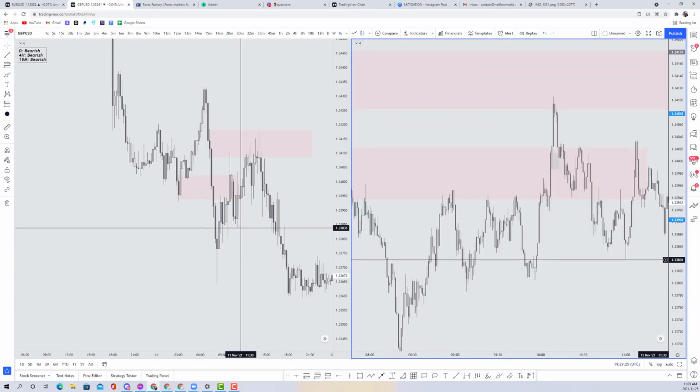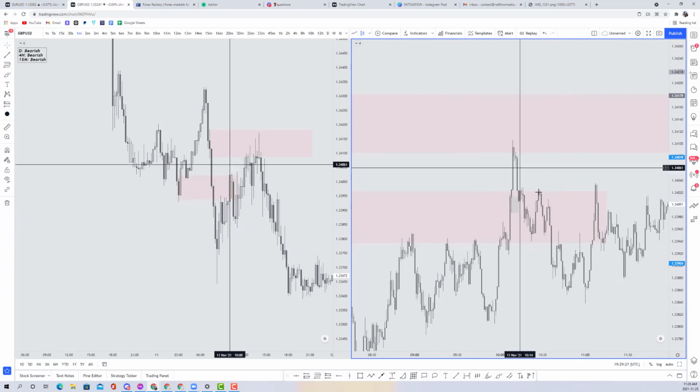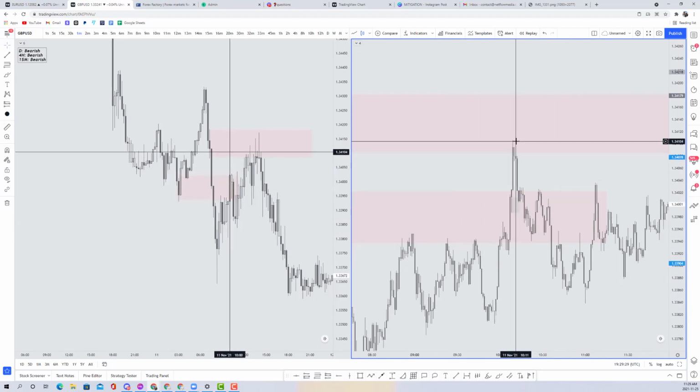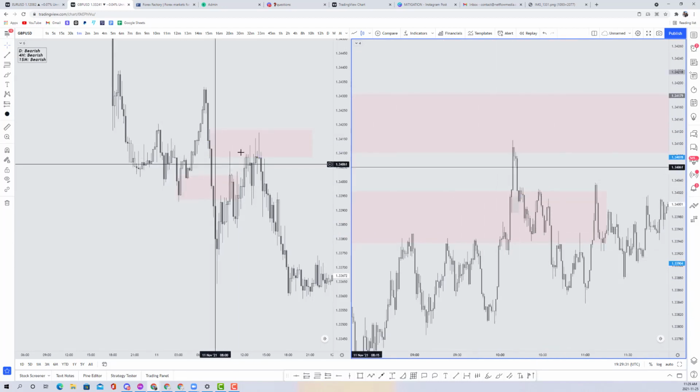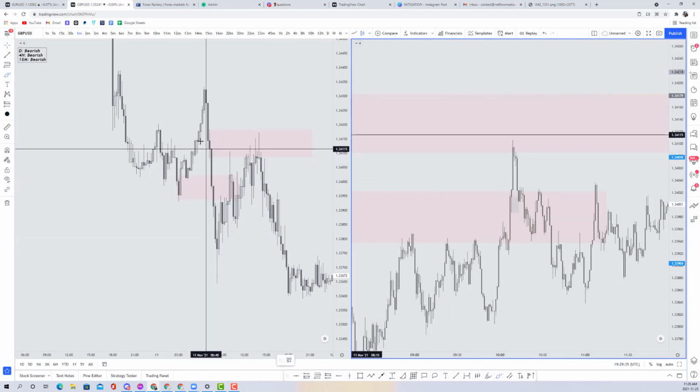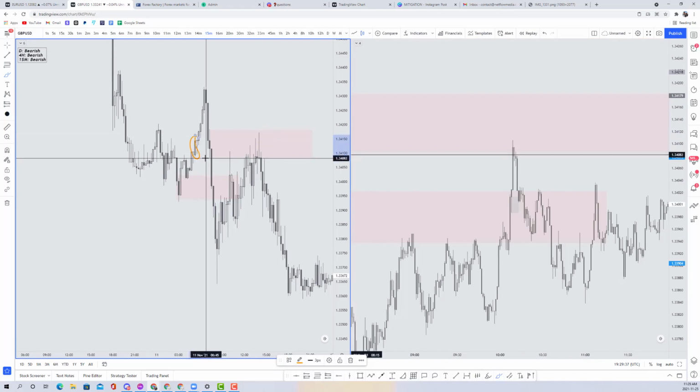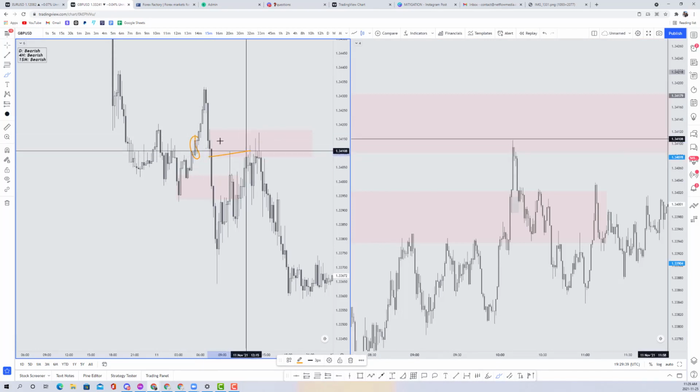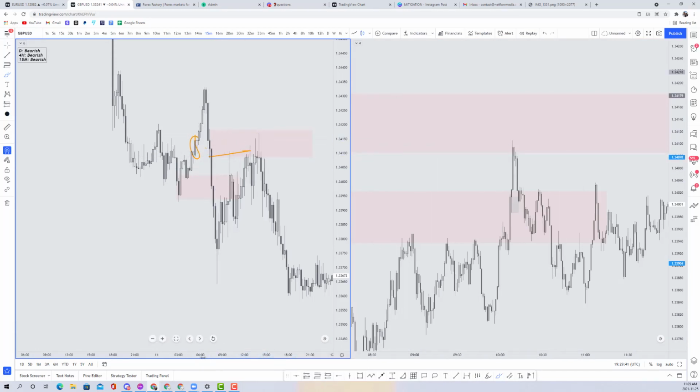So this was our initial breaker block here. We wicked right through it. We tapped into the next supply, which was your flip zone for taking out the last sort of demand. So you have a reaction point there. This supply caused it. So that makes that a very valid zone to trade off of.